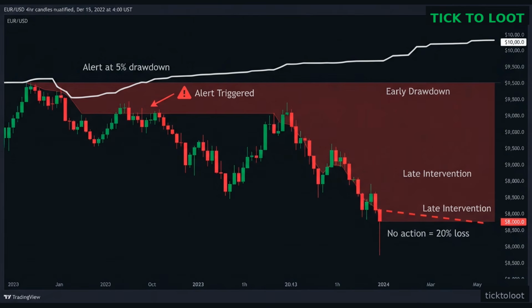So the rule of thumb is, set your alert as soon as you define your maximum acceptable drawdown, and treat every early warning as a cue to act, not as a suggestion you can ignore.